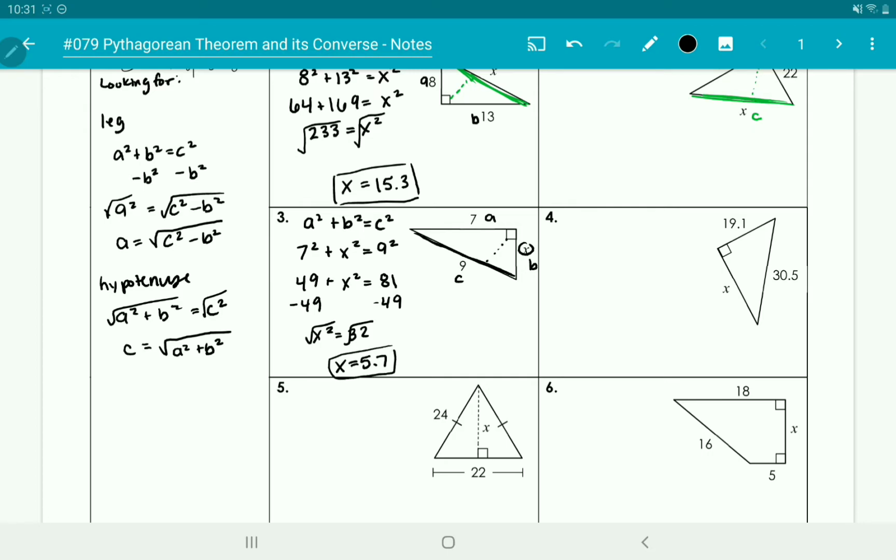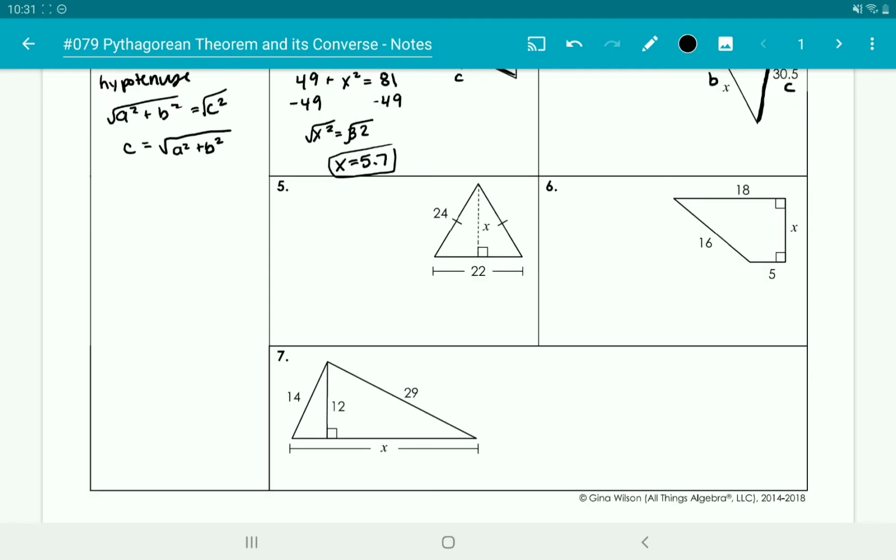Okay, so go ahead and plug in your numbers. First, you've got to figure out which one's the hypotenuse. So again, draw a line straight across from the right angle. That's going to be the hypotenuse. The other ones are A and B. Okay, now I want you to go ahead and pause and solve for the leg on number 4.